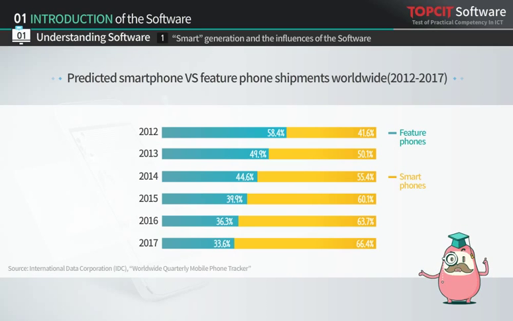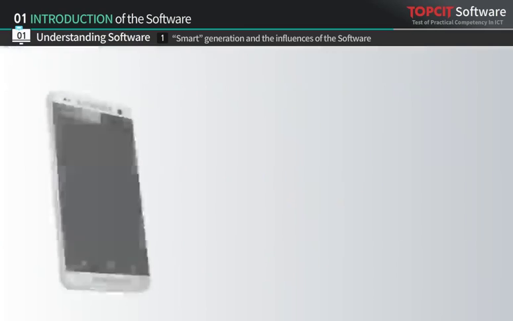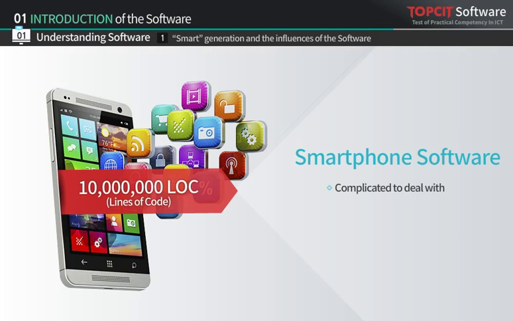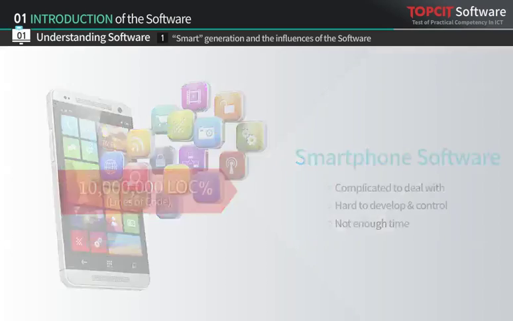The important thing is that there is the software in the beginning. The smartphone software is much more complicated compared to feature phones. It is composed of 10 million lines, which is too complicated to deal with. It is hard to develop or control with just a few people. Moreover, the business needs more people to develop software, while giving them only short, limited times.